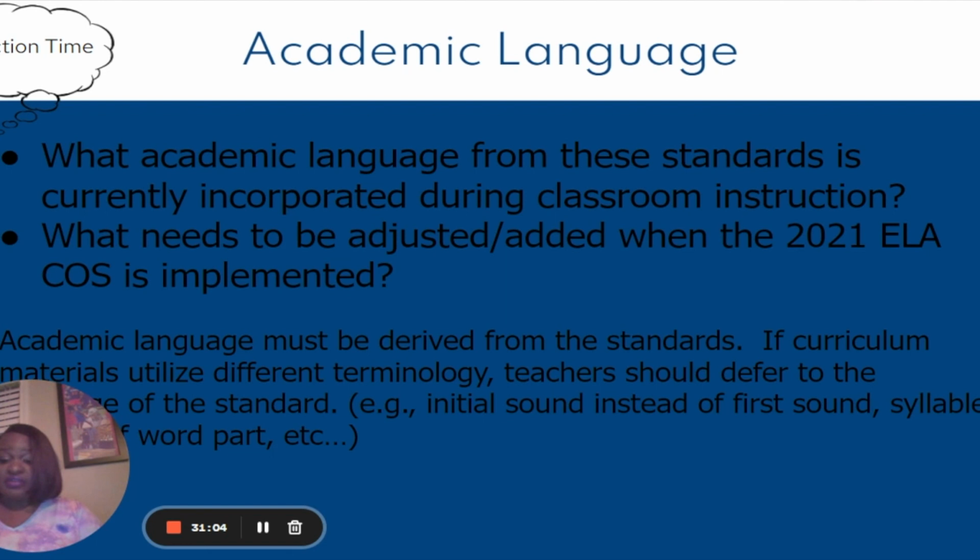Also, when we're talking about syllables, we want to make sure that we use the terminology syllable as opposed to word part. Another very important one you're going to see throughout the 2021 course of study standards is the word encoding. We want to make sure that we use the terminology encoding as opposed to spelling. That is what the students are going to see when they take the standardized test.